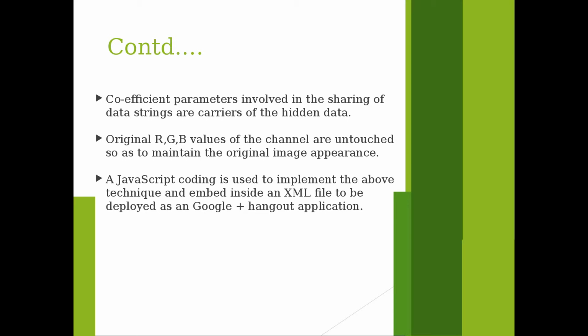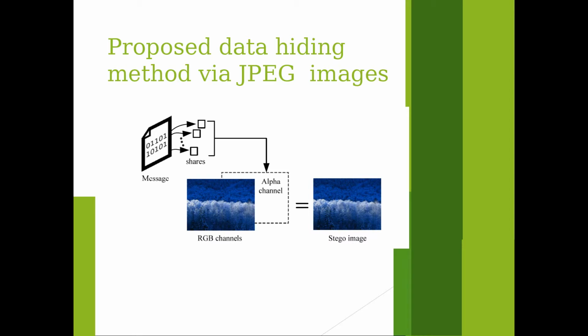One of the most important features of this application is that we are leaving the RGB values untouched, so that the original image appearance remains the same at the sender and the receiver, with only the slightest modifications. As I already told you, this application is developed using JavaScript, so we need to deploy it in Google Hangouts as an XML file.